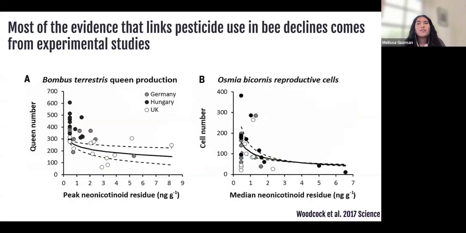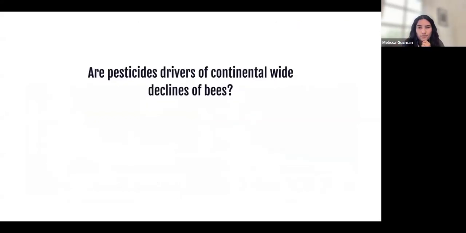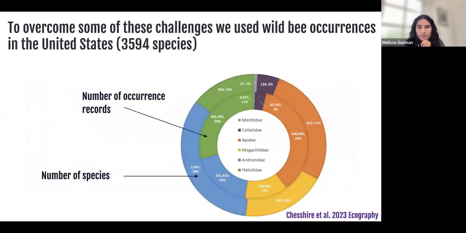We have a lot of evidence linking the effect of pesticide use to bee declines. Many of these are coming from experimental studies. But it's important, in addition to looking at effects on mortality and reproduction, to look at the combined effects on distributions. And so what I wanted to ask is whether pesticide use could be a driver of continental bee decline.